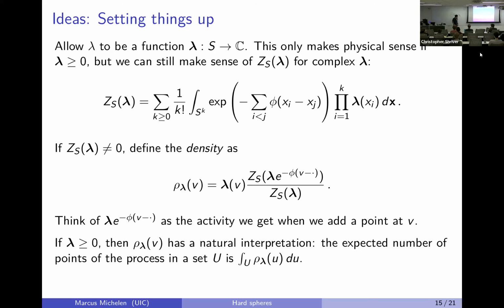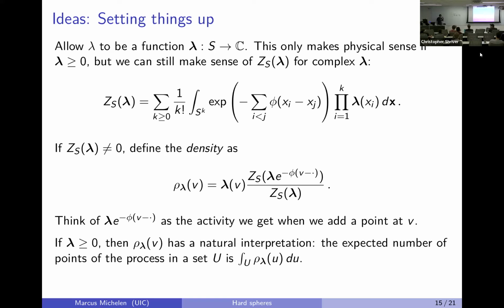Okay, maybe I want the second thing here. If lambda is positive, this is actually the number density of this process, meaning that the probability I have a point in my hard sphere model near you is going to be this density times this volume. Another way to say it is, if I look at the measure that tells me the expected number of points in my process, this is exactly the derivative of that measure against the Lebesgue measure.